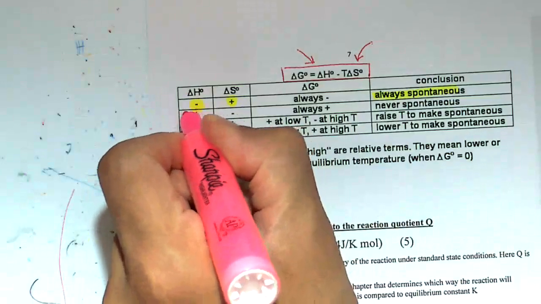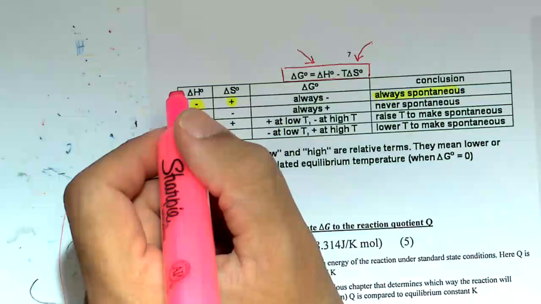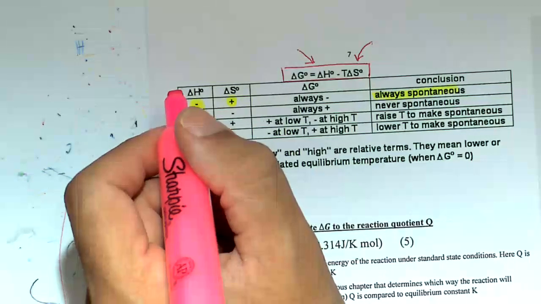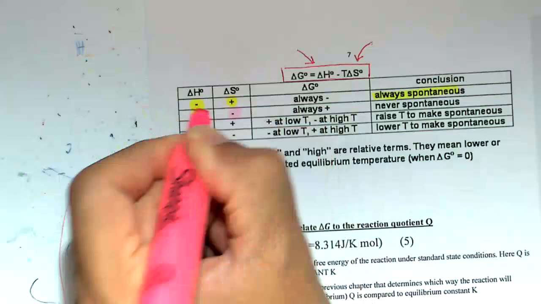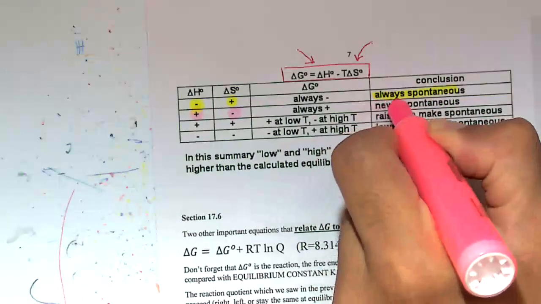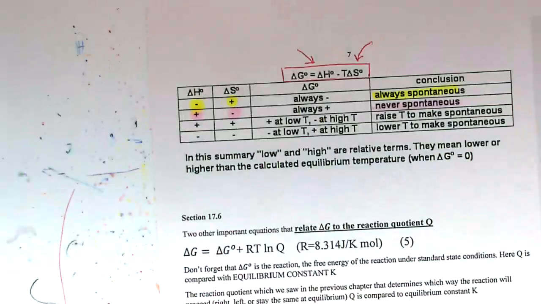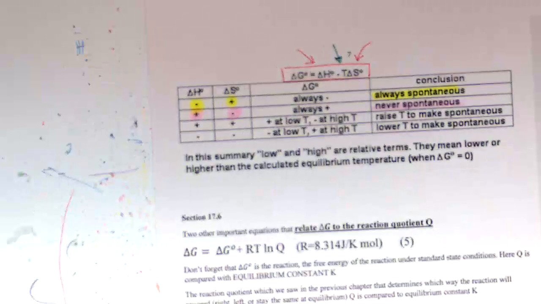If your delta H is positive, this is called an endothermic reaction. It requires heat, so it's not favored to go to products unless you provide the heat. A reaction that's entropically not favorable will be negative, more order. To have more order, you have to put in the work. So regardless of temperature, this is a reaction that will never happen. You don't have to manipulate the temperature to make it go.